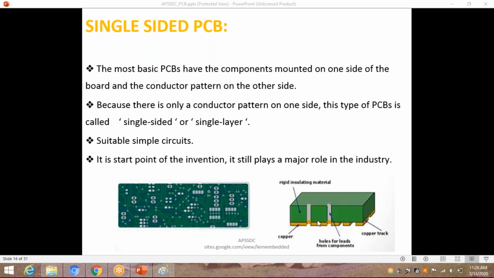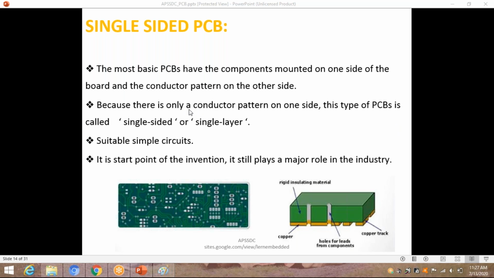Some of the students, while designing PCBs in colleges, make mistakes. They place the components on the copper side and try to solder there. That is not the correct way. We need to place the components on the base material side and solder the pad areas. Pads are nothing but the terminal soldering areas. You can read the points.